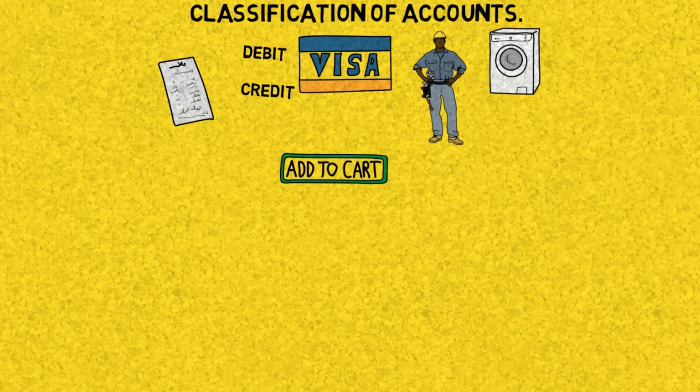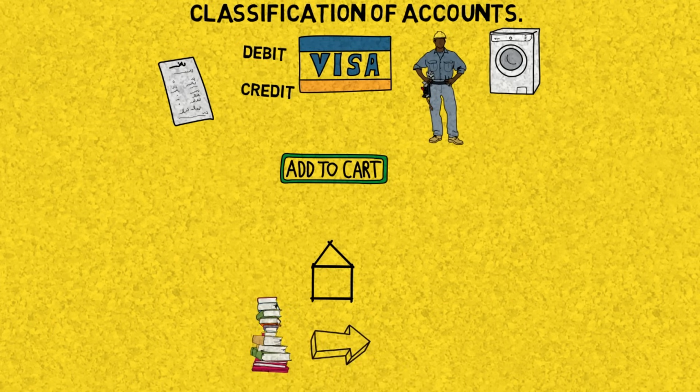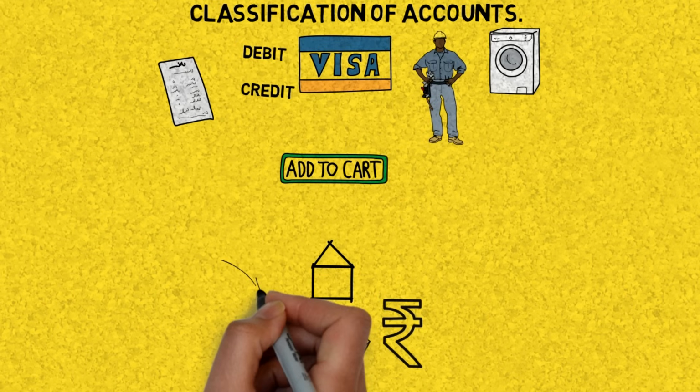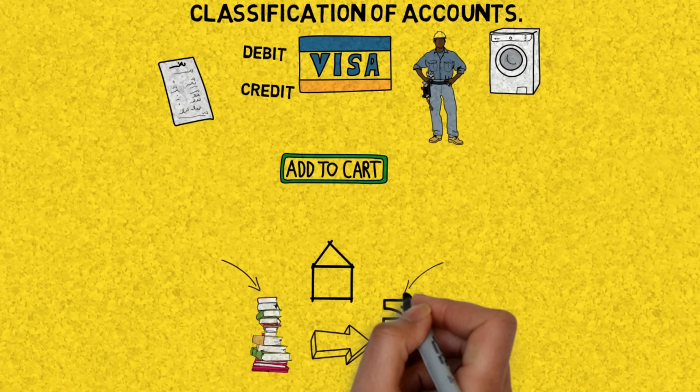Let's think we have a business of a stationery shop. We sold a book to a person. In return, he has given us some money. We can see two accounts are taking part in this transaction. One is sales and another one is cash.